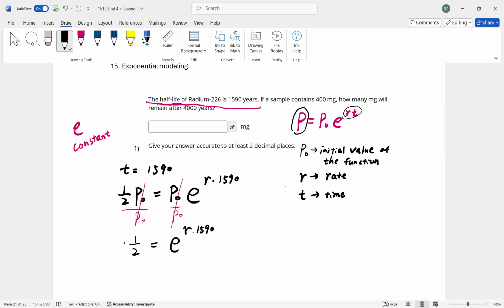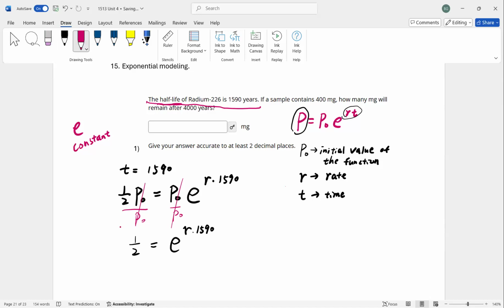R is the unknown, right? The unknown appears in the exponent. So the equation we are looking at right now is an exponential equation. On Tuesday, we covered exponential equations, right? We have learned two methods to solve exponential equations. For this equation, we're going to use the second method.